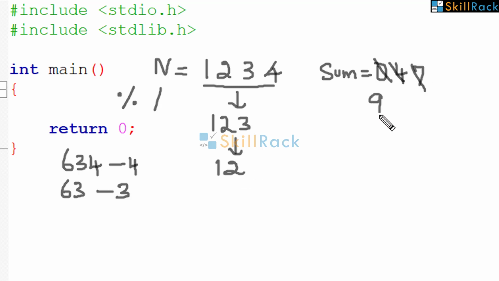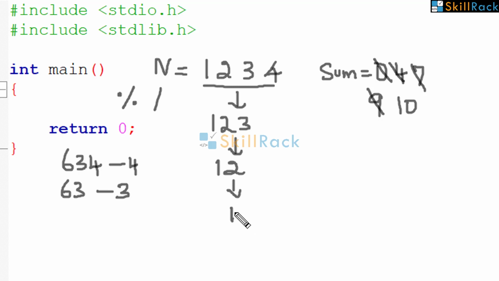It becomes 9. So now we need to remove 2 so that we can reach 1. So divide by 10. So this becomes 1. Now the remainder when dividing by 10 is 1. Add 1 to the sum. It becomes 10.